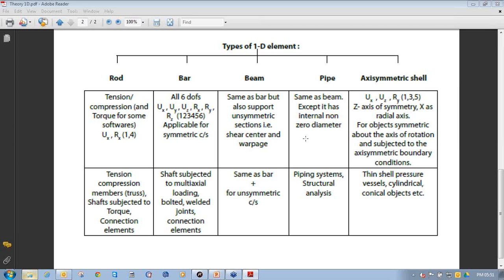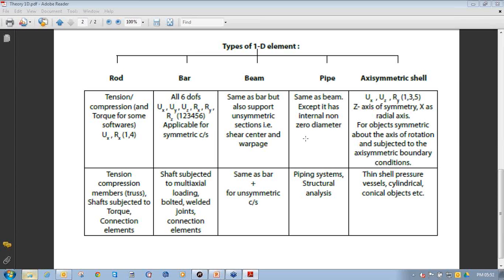Then we discussed the next type of 1D element, pipe. Pipe is also the same as beam element, except that it has an internal non-zero diameter, so they are hollow. If we consider hollow pipes, we can use pipe elements. The practical applications where the pipe elements are used are piping systems and structural analysis.